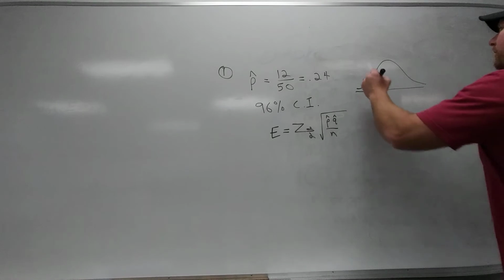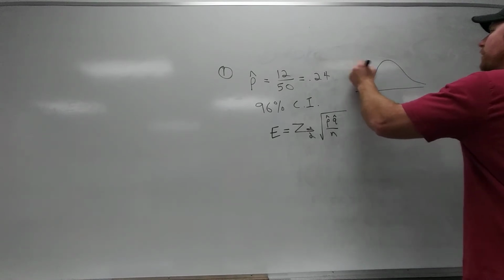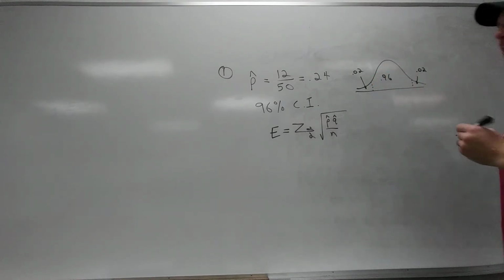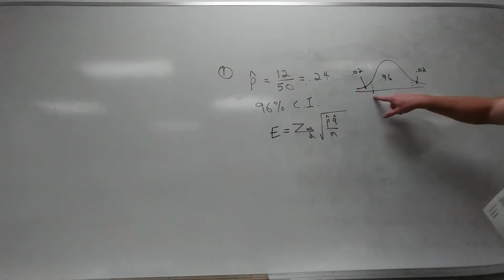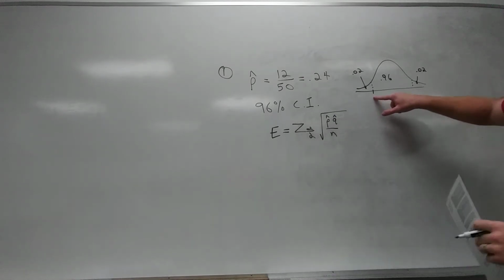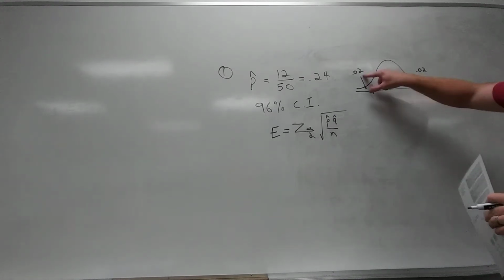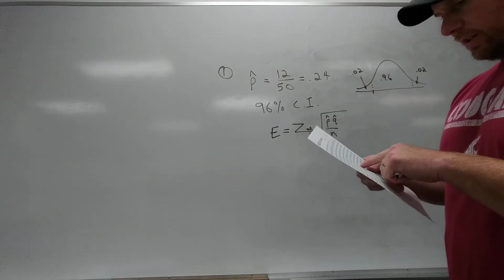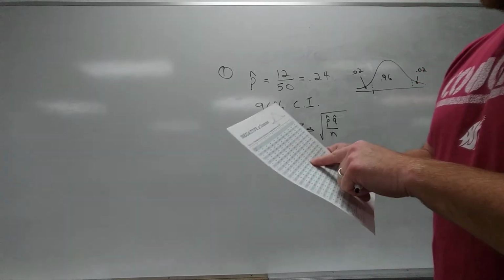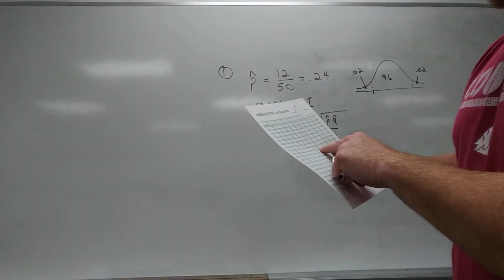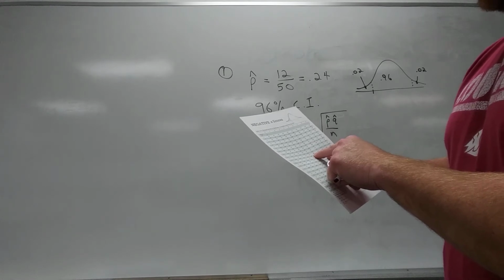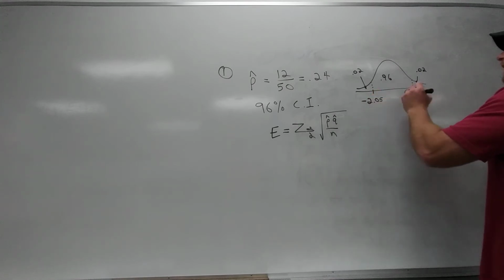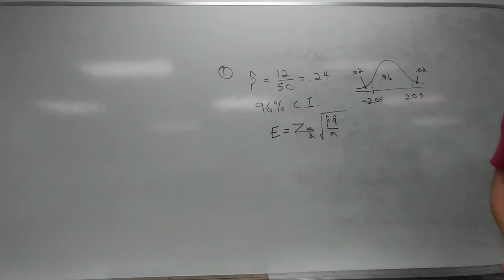96% confidence means I'm going to have 2% area in each tail because 96% is in the middle. So I need to find a z-score. I'll look in the negative z-score chart for the z-score that's closest to 2% on the left-hand side. If I look in the chart, 2.05 is the closest, and that z-score is negative 2.05. Because of symmetry, we know that one's positive 2.05.